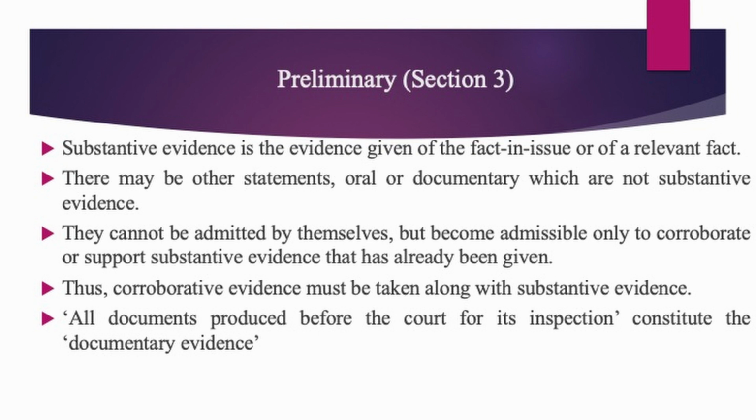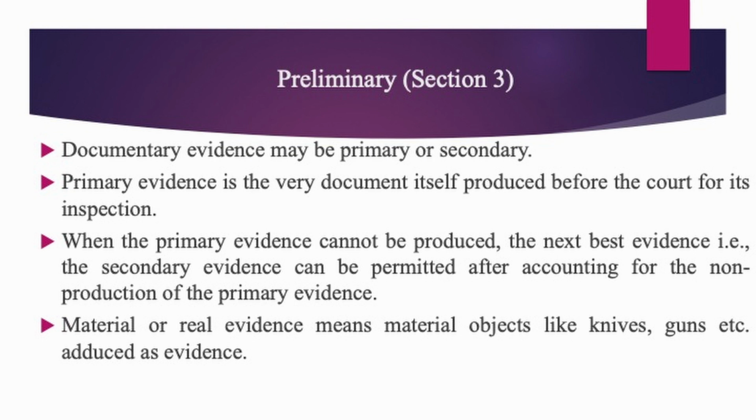Now, documentary evidence means and includes all documents produced before the court for its inspection. Documentary evidence may again be primary or secondary. Primary evidence is the very document itself produced before the court for its inspection. In the absence of such primary evidence, the next best evidence, that is the secondary evidence, can be permitted after accounting for the non-production of the primary evidence.